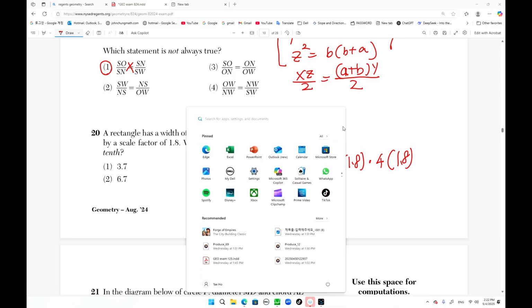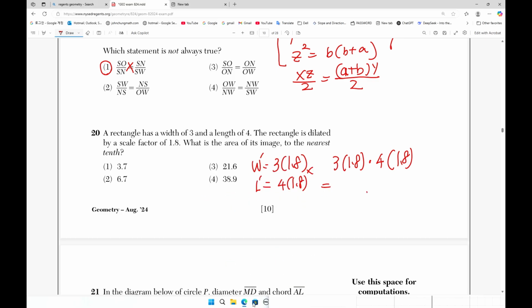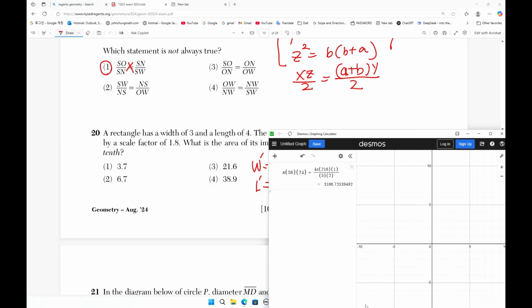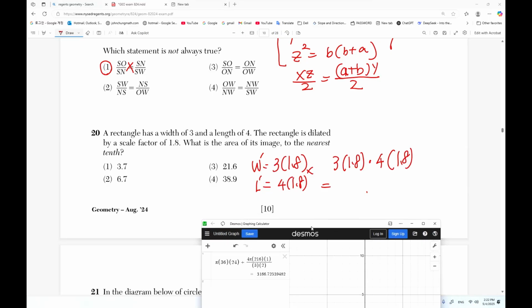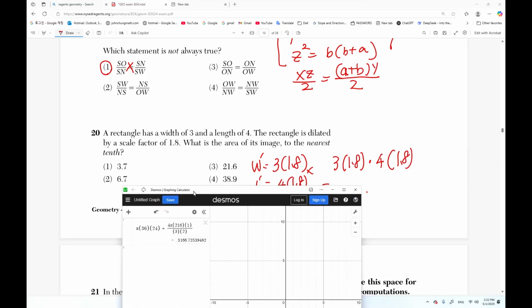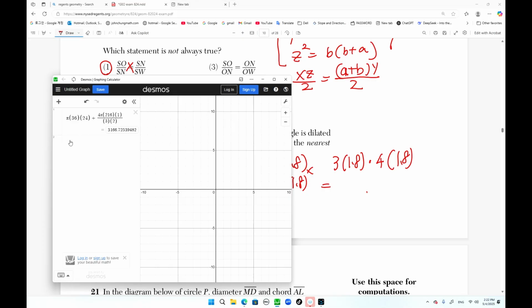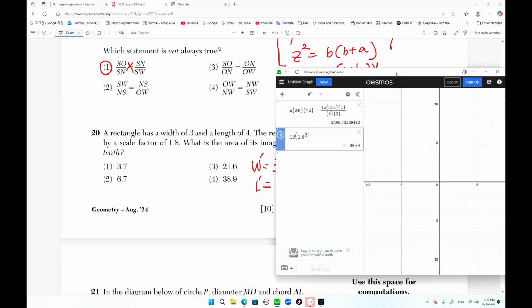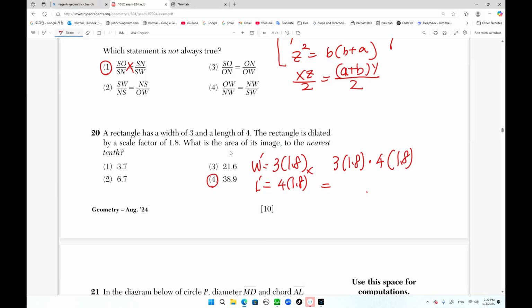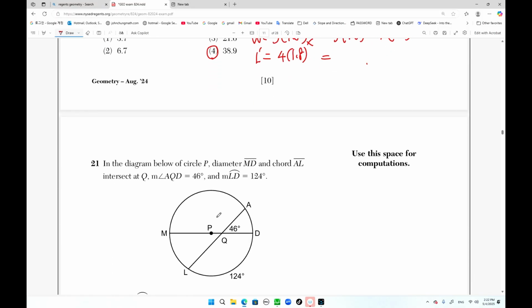Let's find out. So where is it? Okay, 3 times 4 is 12, right? And the 1.8 squared, okay? That's it. 38.88. Option 4, 38.9, is the answer, okay?